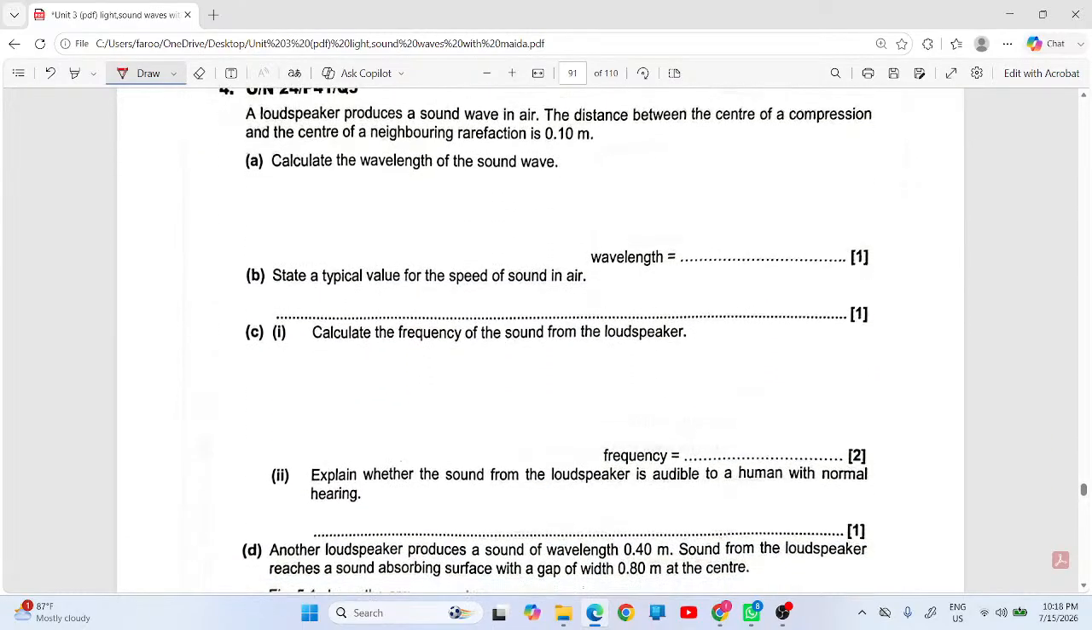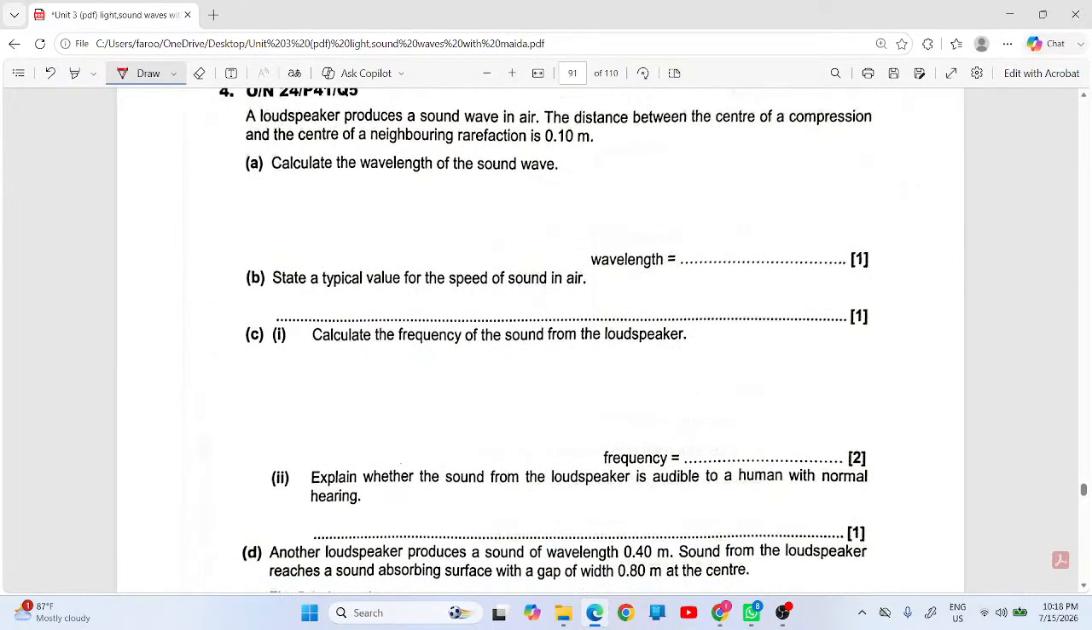Next, question number 4. A loudspeaker produces a sound wave in air. The distance between the center of a compression and the center of a neighboring rarefaction is 0.10 meters. Calculate the wavelength of the sound wave.